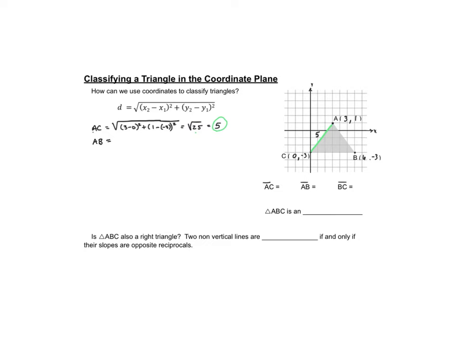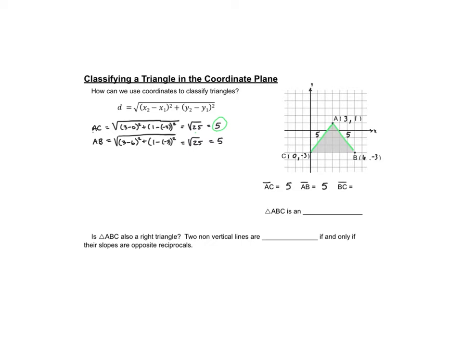AB is going to be equal to, okay, so as we plug in our coordinates for point A and point B to find out how long segment AB is, when we go ahead and simplify that, we end up with the square root of 25 again, or 5. So if I know that AC is 5, AB is 5, it's leaning towards an isosceles triangle or possibly an equilateral triangle.